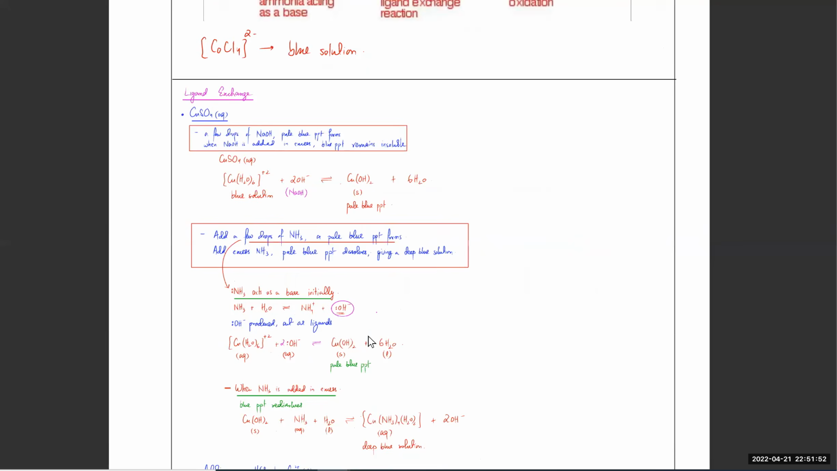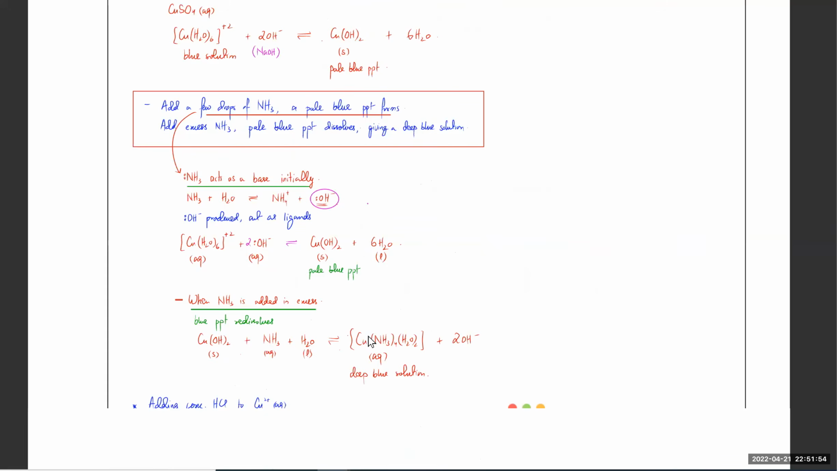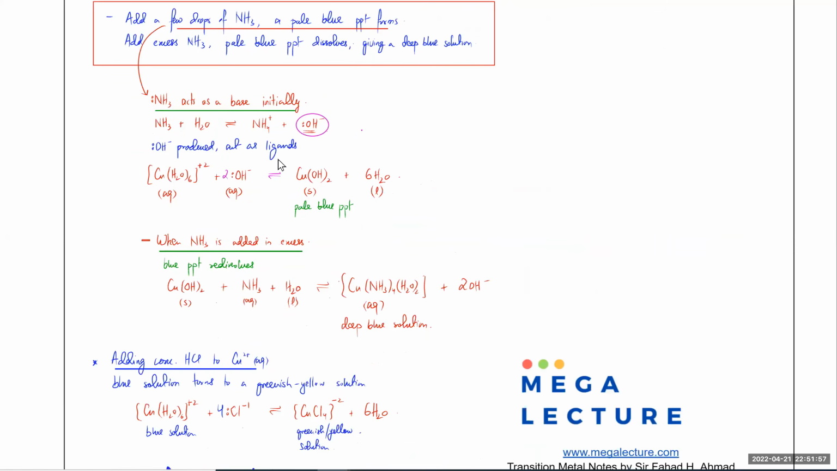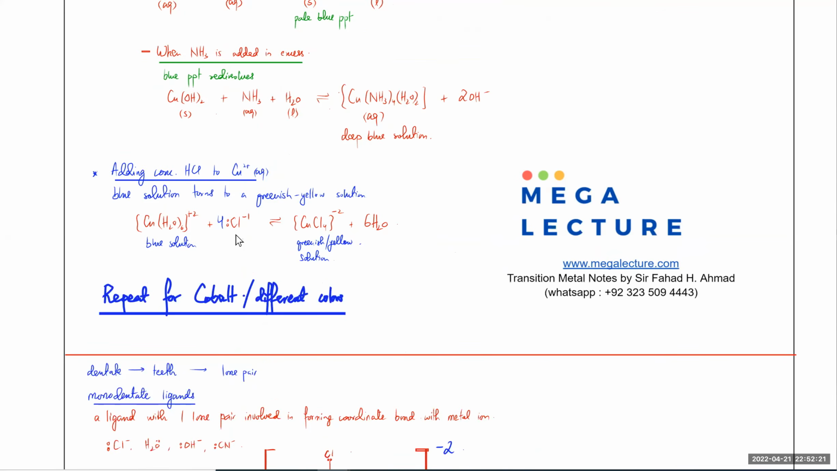Except for NH3, you just have to go into a bit more detail. If they are adding NH3 slowly, drop by drop, first a pale blue precipitate forms because NH3 will form OH and those OH would form the copper hydroxide precipitate. And then when you add NH3 in excess, the NH3 ligands will start replacing the other ligands, and you'll form a copper with NH3 complex. Most of these are going to be very straightforward, very simple, very basic.